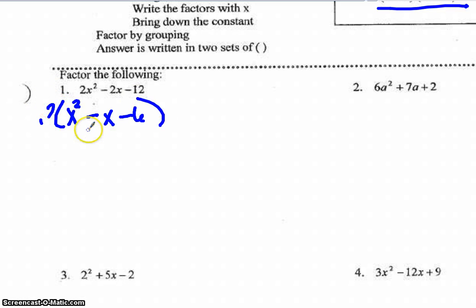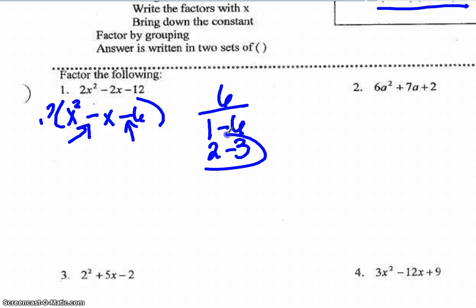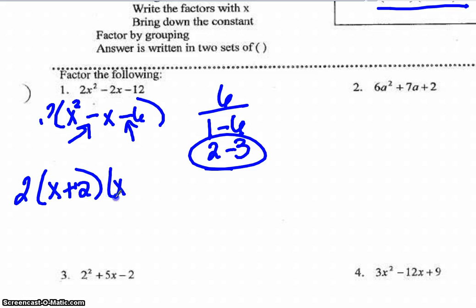So this is actually like we did on the last factoring lesson. X squared minus x minus 6. You find the factors of the number at the end, 1 and 6, 2 and 3. Signs are going to be different, and the biggest one is negative. They need to equal negative 1. So I pulled the 2 out, and then I have x plus 2, and I have x minus 3. That's your answer.